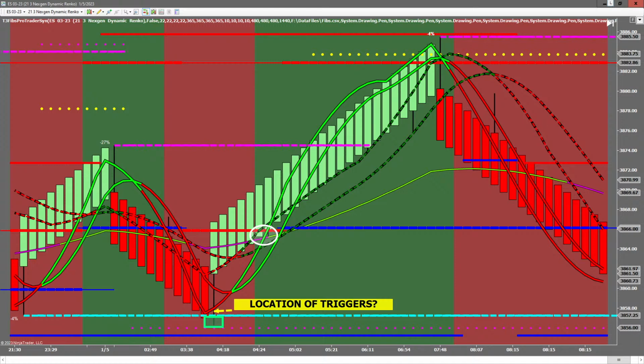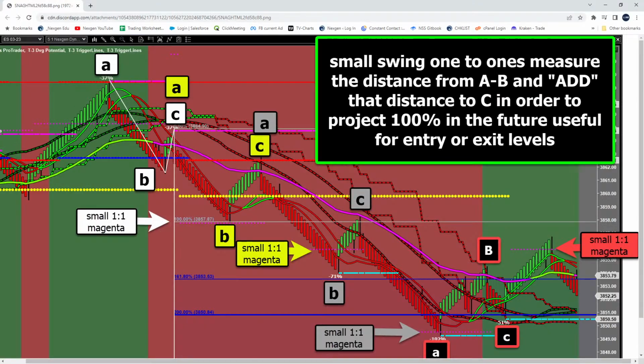What I was saying about one-to-ones is that one-to-ones are just a measurement, Edwin, of A to B, then added to C, and then projected out in the future. A to B, added to C, projected out in the future. Now, you're going to see them on my charts and my templates today, and that's why I don't want anybody tripping out and saying, why don't you have a little pink dot on your chart?